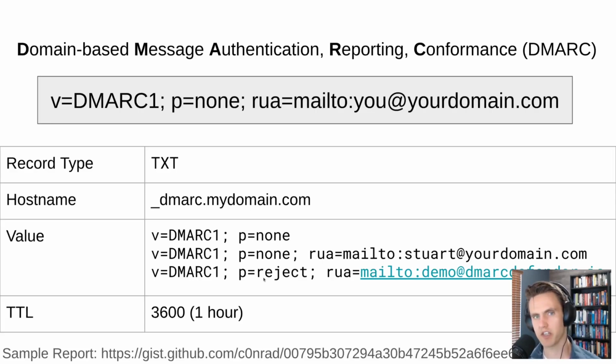So you would like to set it to either reject or quarantine, but the problem is that if you have email that is not set up correctly, like valid email that isn't properly authenticated, those valid emails will also be either sent to spam or they'll be rejected. So you don't want that.